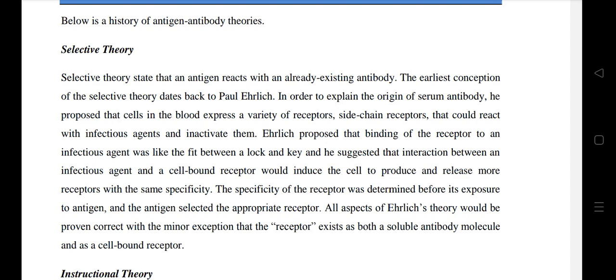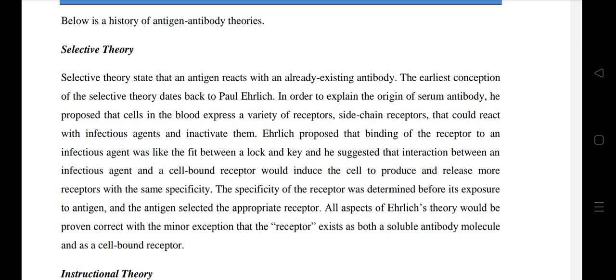In order to explain the origin of serum antibody, he proposed that cells in the blood express a variety of receptors, side chain receptors, that could react with infectious agents and inactivate them. Ehrlich proposed that binding of the receptor to an infectious agent was like the fit between a lock and key, and he suggested that interaction between an infectious agent and a cell-bound receptor would induce the cell to produce and release more receptors with the same specificity.